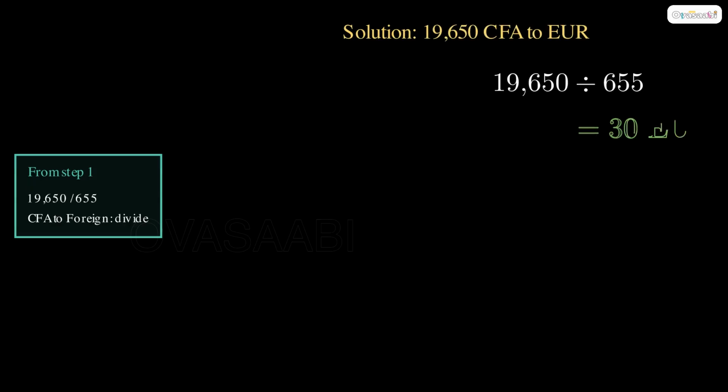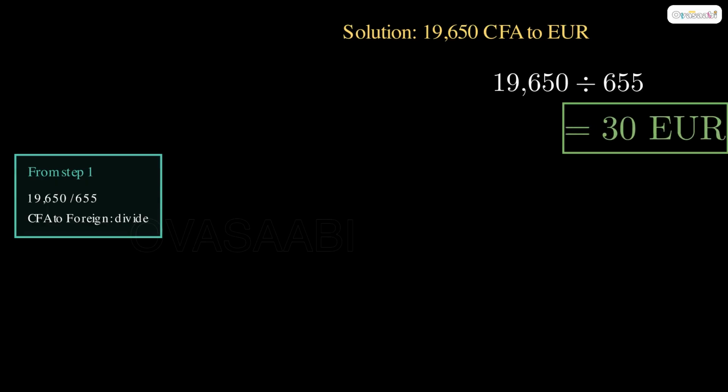CFA to foreign means divide. 19,650 divided by 655 gives 30. So Mama sends 30 euros.